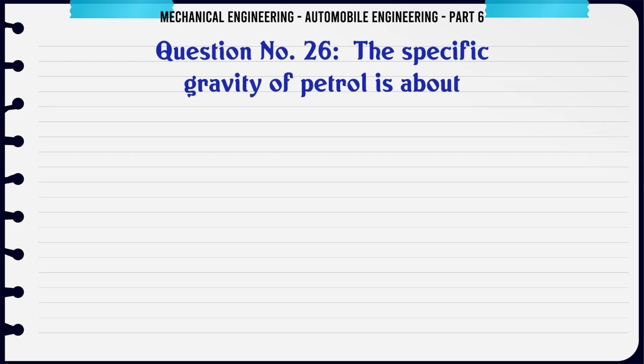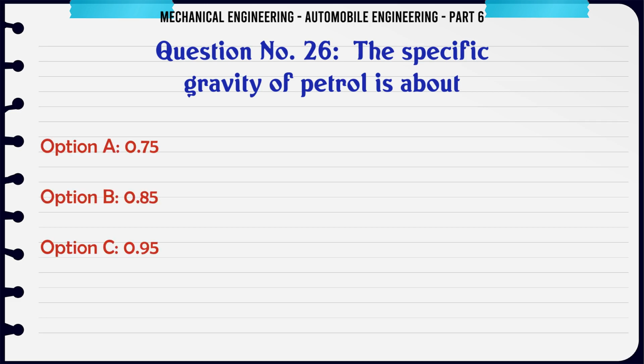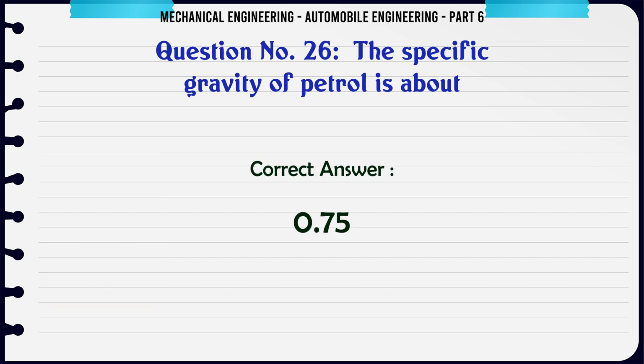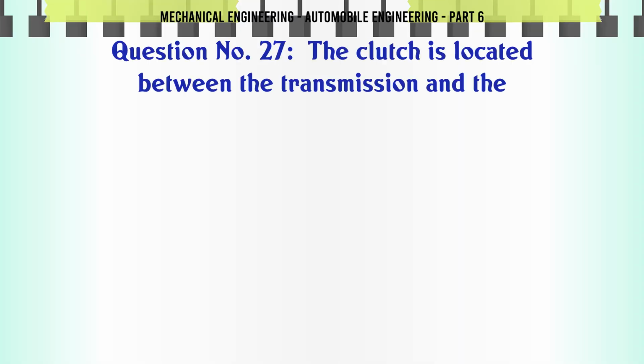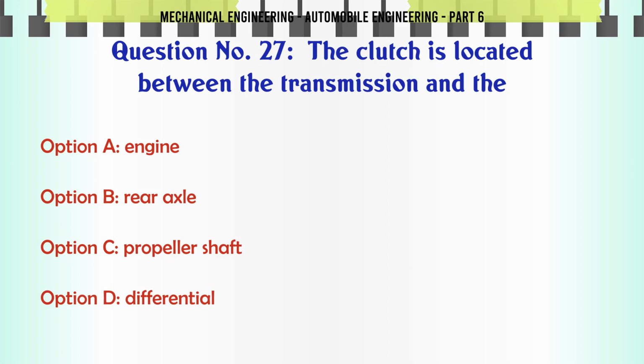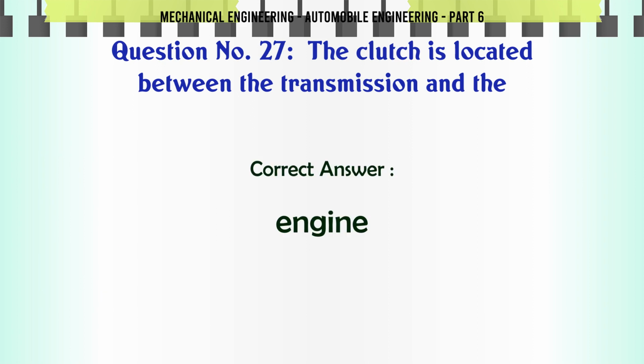The specific gravity of petrol is about: A. 0.75, B. 0.85, C. 0.95, D. 1.25. The correct answer is 0.75. The clutch is located between the transmission and the: A. engine, B. rear axle, C. propeller shaft, D. differential. The correct answer is engine.